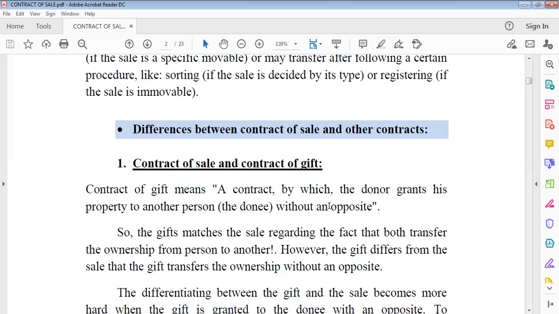First of all, I would start with the contract of sale and the contract of gift. What is the difference between these two contracts? And if there is any difficulty in the differentiation between these two contracts.